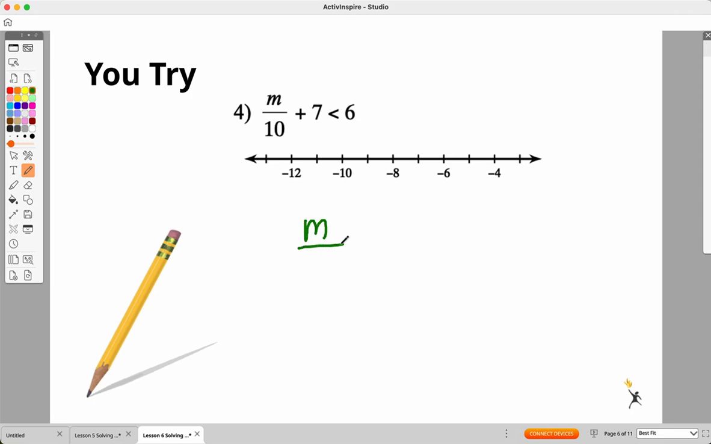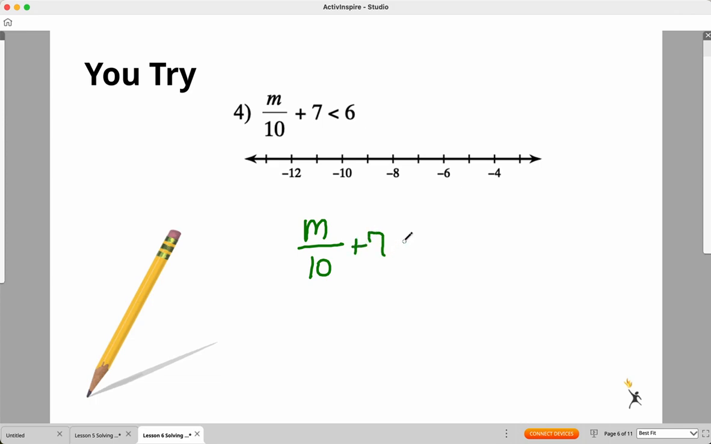All right, now we have m divided by 10 plus 7 is less than 6. So a number divided by 10 plus 7 is less than 6. So let's see how that works out. First thing we do is get rid of that positive 7 with a negative 7. Ooh, so we got more negatives. I love negatives. Helps me think more in depth about math. So now I've got a negative 1.